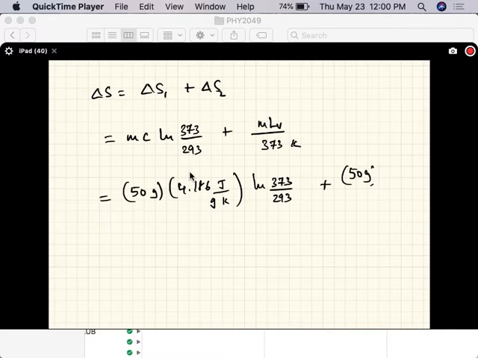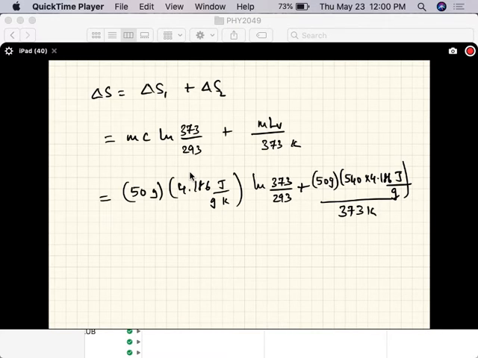So 50 grams, 540 calories times 4.186 joules per gram. Okay, and that's the latent heat of vaporization divided by 373 Kelvin. All right, so let's see if our friend there was right. Okay, so joules per Kelvin is what we get.